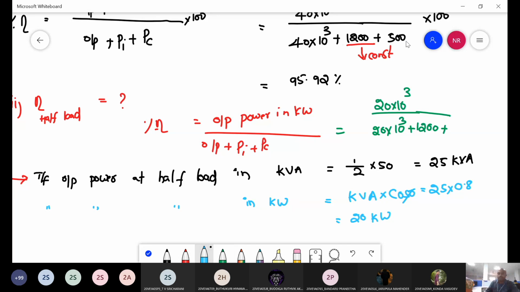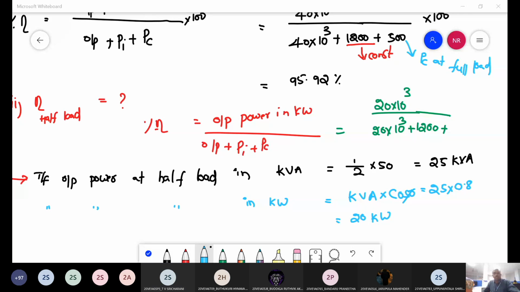At full load the copper losses is Pc. Can you tell me what is the Pc value at half load? 500/4, sir. That is (1/2) whole square into 500. So here the copper losses will change.